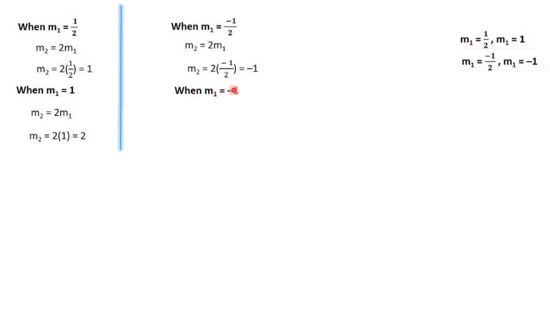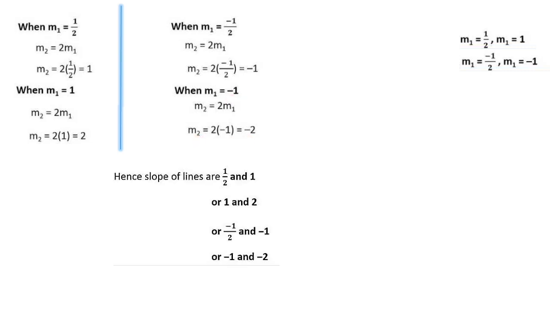Then when m1 is equal to minus 1, the next value, m2 is equal to 2m1 is the relation. 2 into minus 1 is minus 2. So this is the value of m2 when m1 is equal to minus 1. So we have got the slopes; the possible slopes are 1 by 2 and 1.